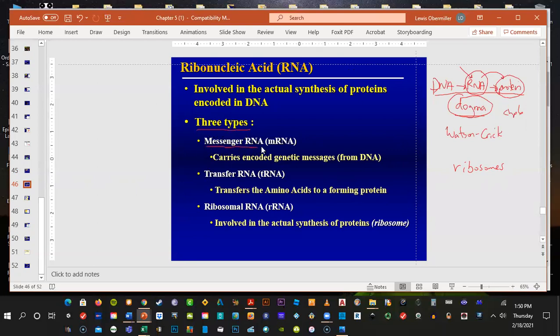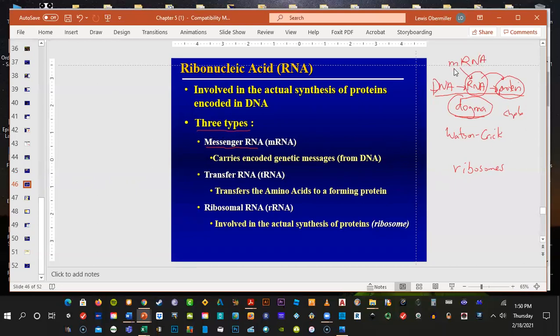All right, so there's different types of this RNA. We have messenger RNA. So this is what we call mRNA or messenger RNA. And you might have seen that the COVID vaccine is an mRNA-based vaccine. That means it carries the genetic code from the DNA, right? DNA to RNA.